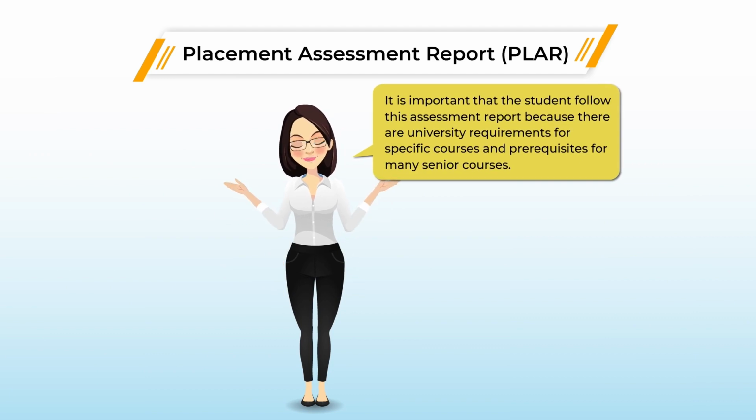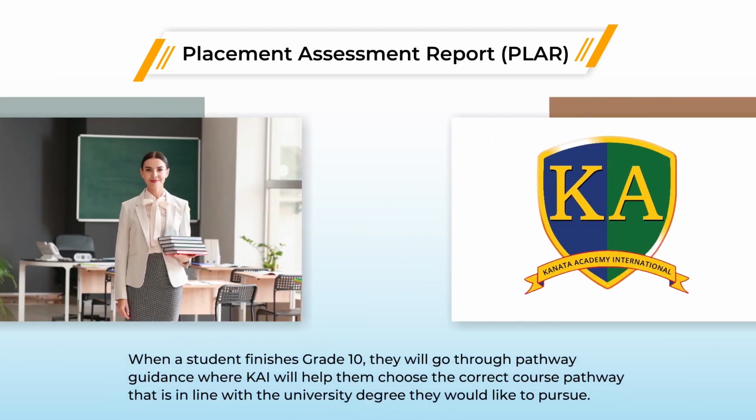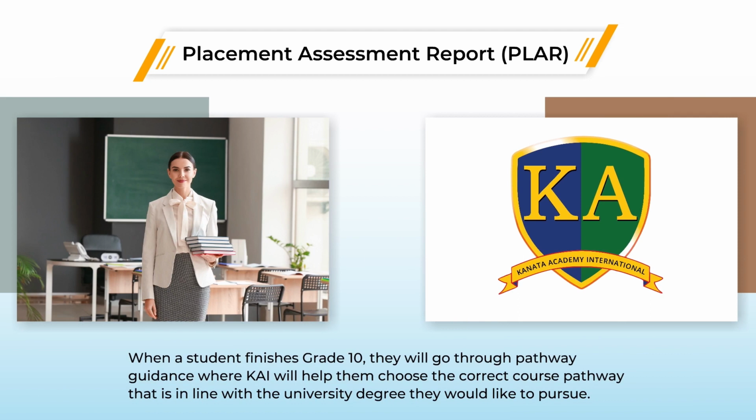It is important that the student follows this assessment report because there are university requirements for specific courses and prerequisites for many senior courses. For example, a student cannot take the Ontario Grade 12 University Prep Physics course without first taking Grade 11 Physics in the Ontario system. When a student finishes Grade 10, they will go through pathway guidance where Kannada Academy International will help them choose the correct course pathway that is in line with the university degree they would like to pursue.